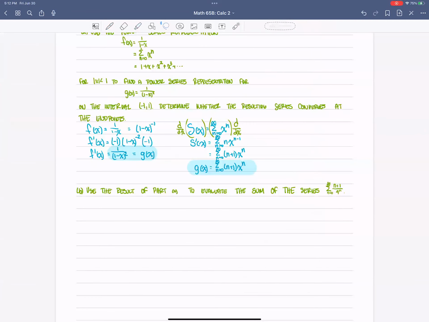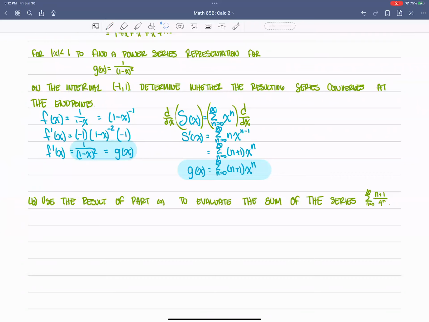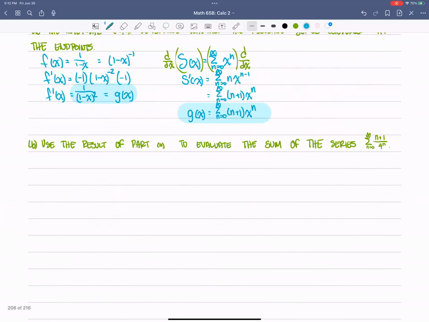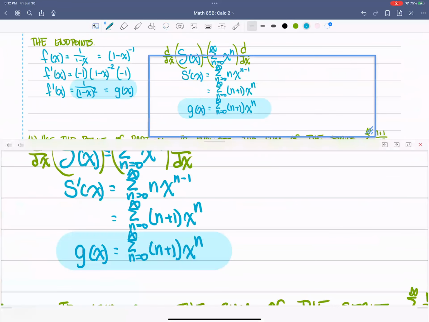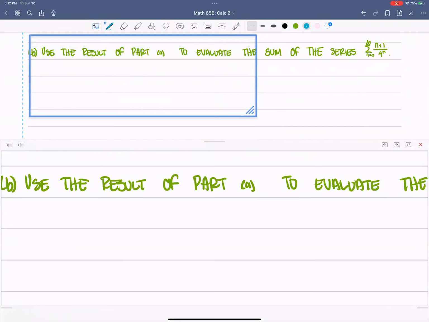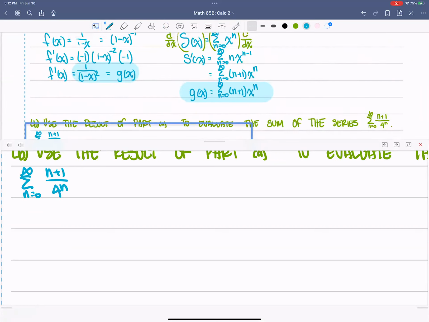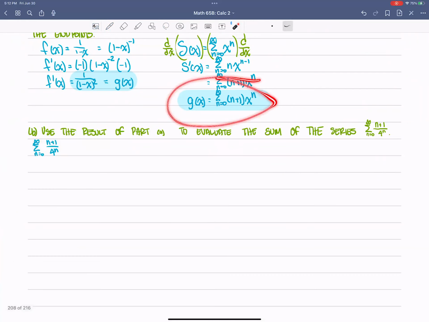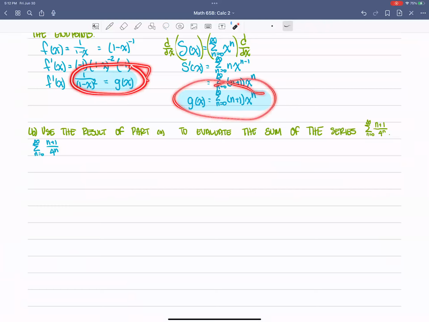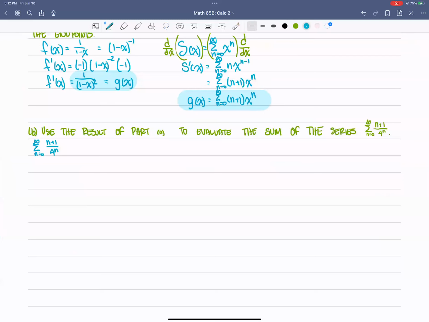So use the result from part A to evaluate the sum of the series here. All right, so I'm not too crazy about that notation. What I really want to do is find an equivalent function or equivalent sum. Sum as n goes from 0 to infinity of n plus 1 over 4 to the power n. Because we have that n plus 1, and because I know that this here is that sequence, I feel like we could use this to turn it back into a function here. But we have to put it in this notation. So we need an x that we could raise to the power n.